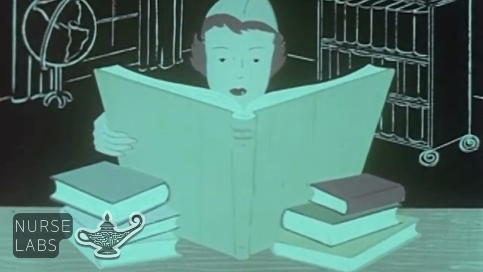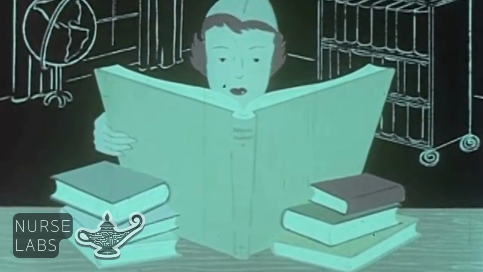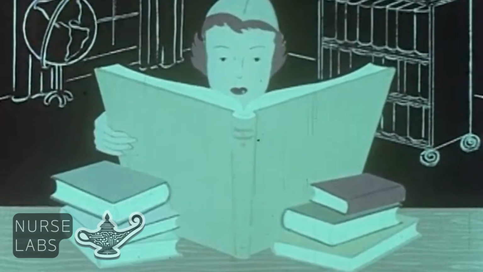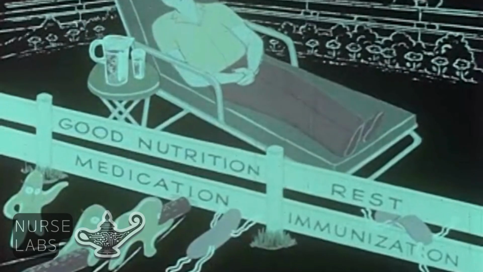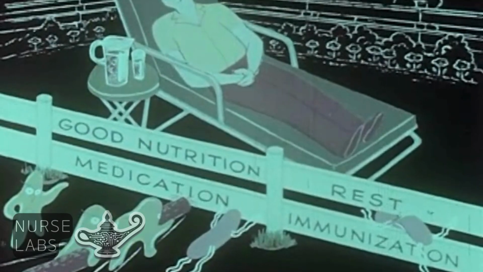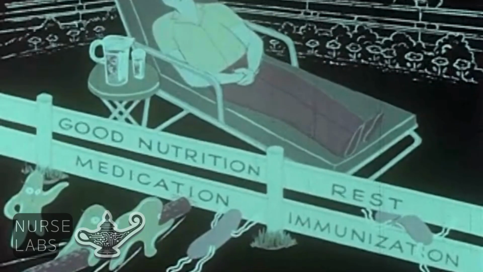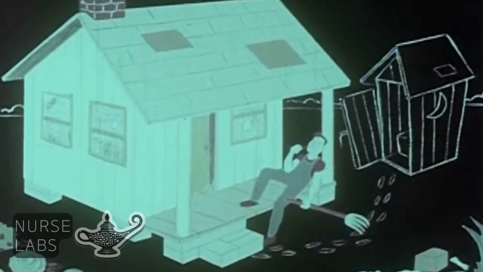If the nurse is to know the natural history of diseases, she must be aware of the factors affecting the disease process in the body. 1. Characteristics of the organism. 2. Host resistance. And 3. Environment.